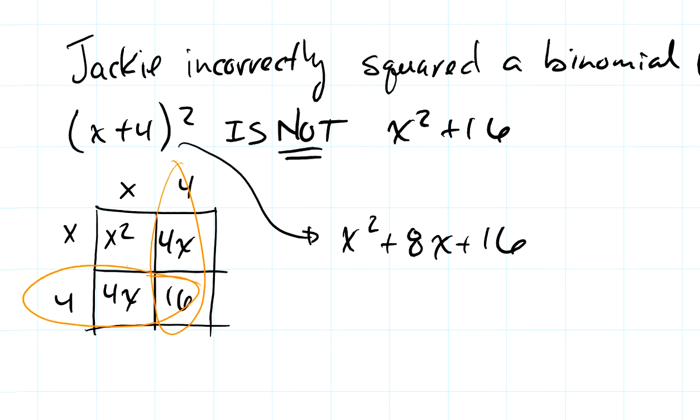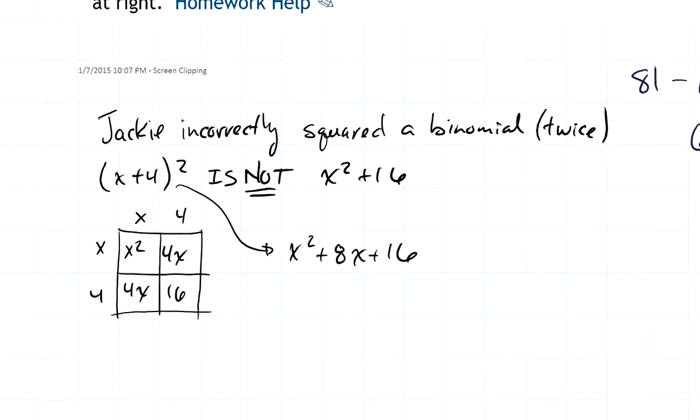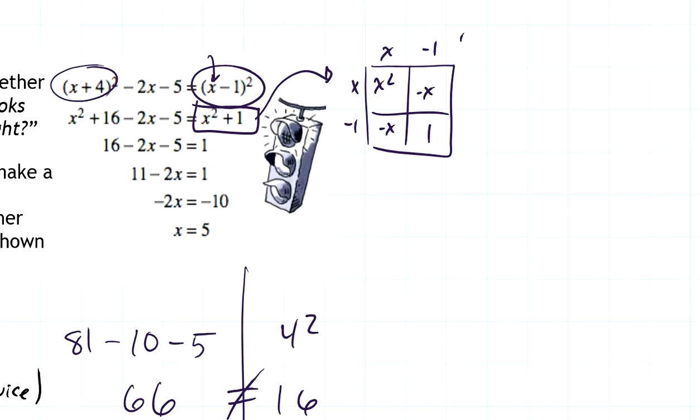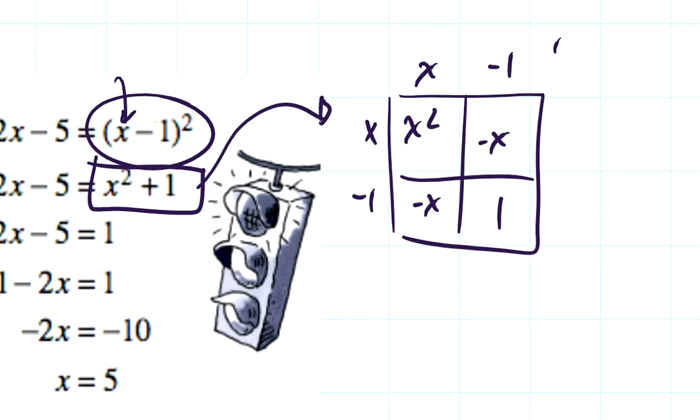So when I square x plus 4, I actually get x squared plus 8x plus 16. And that's not what she had at all. So that happens in one of the problems, and then she did something similar over here with the x minus 1 quantity squared. And you can see I'm multiplying x minus 1 times an x minus 1.